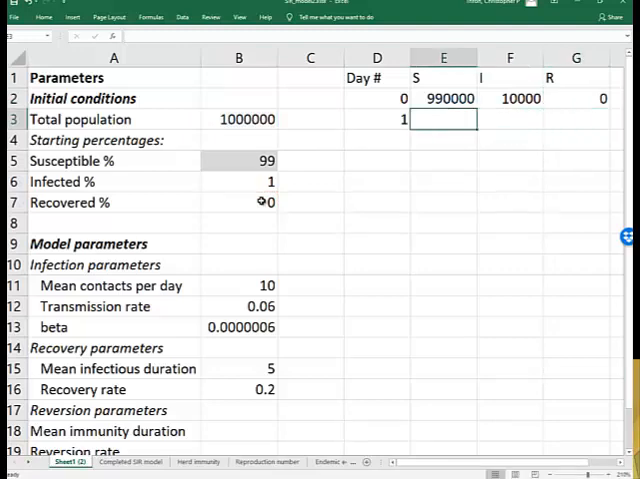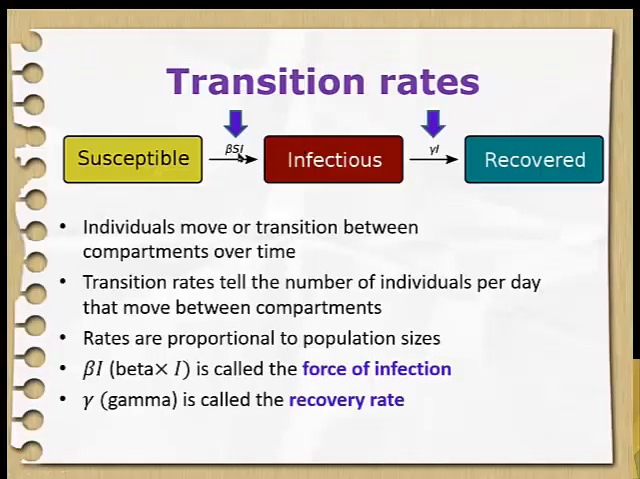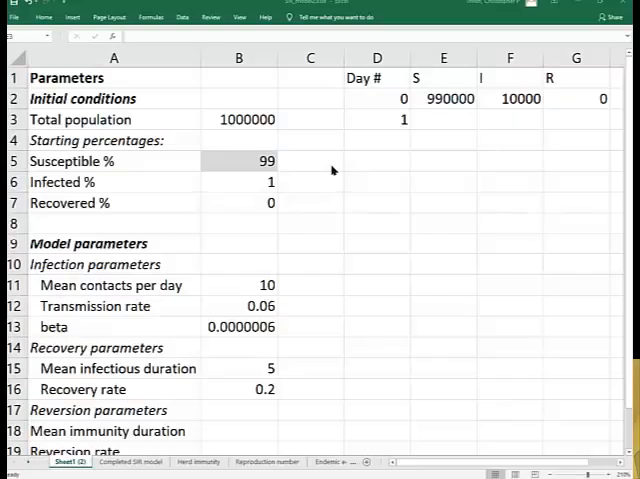All right. So now I need to put in my formulas for S, I, and R. So let's go back and review what these are. The rate from susceptible to infectious is beta SI. The rate from infectious to recovered is gamma I. Okay. So let's put that into my spreadsheet.